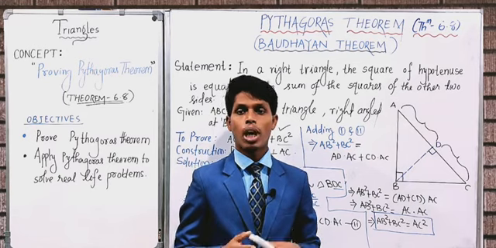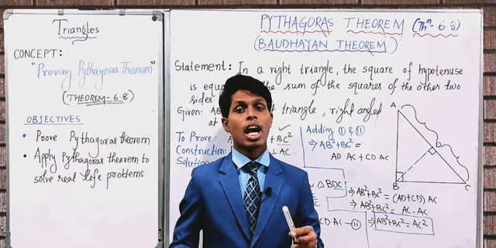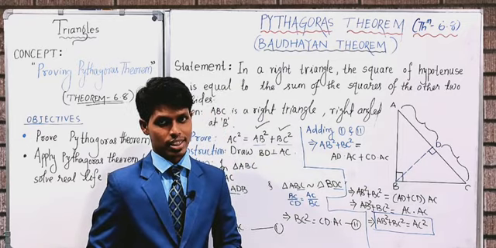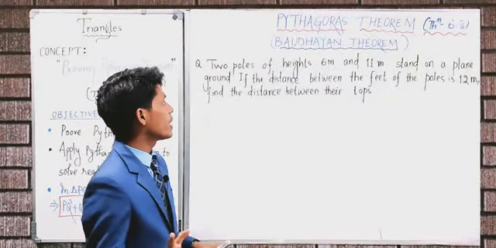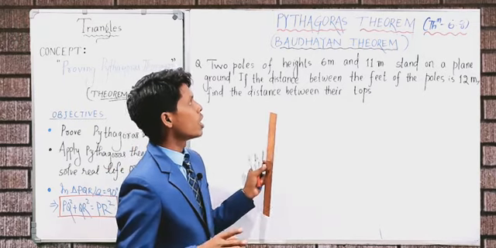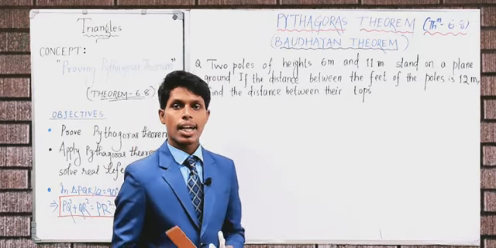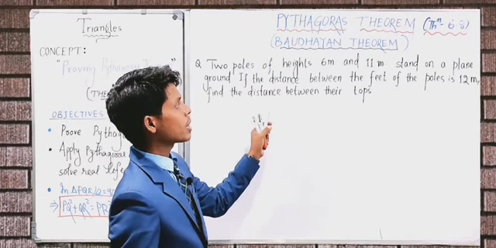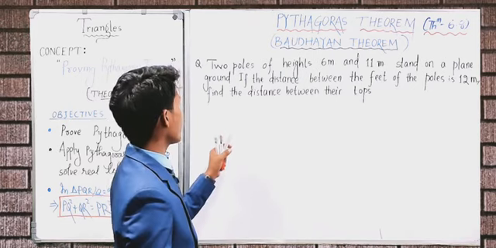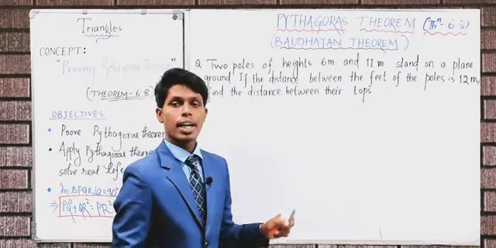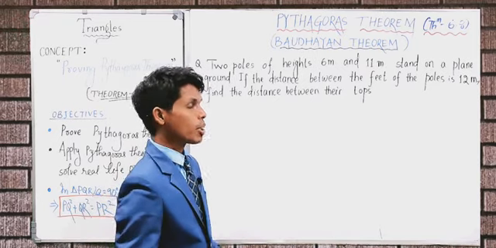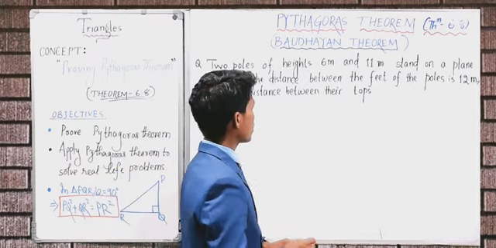Now let's move to application of Pythagoras theorem, means how Pythagoras theorem can be applied to solve real life problems. So the question here is, two poles of heights 6 meter and 11 meter stand on a plain ground. If the distance between the feet of the poles is 12 meter, find the distance between their tops. This is a question from your exercise 6.5, and the question number is 12, I think. So let's draw the diagram first.